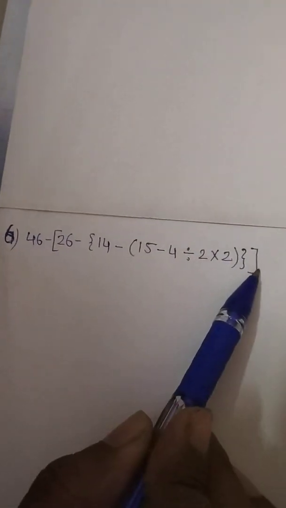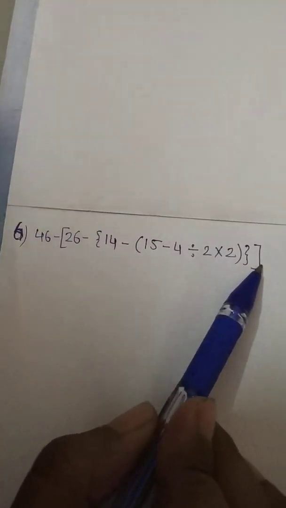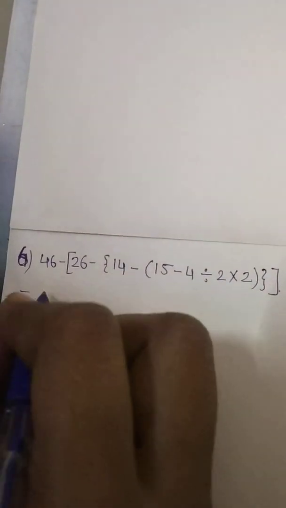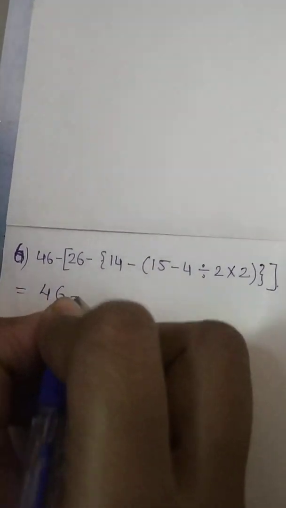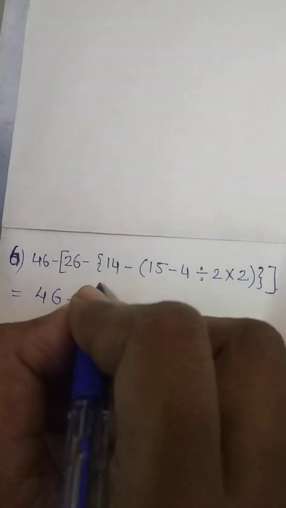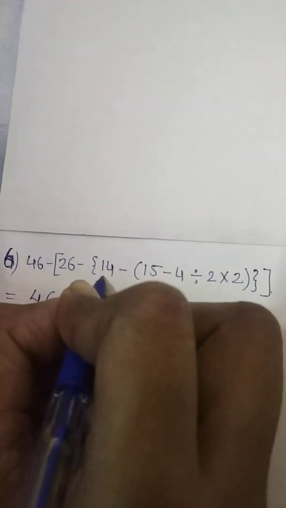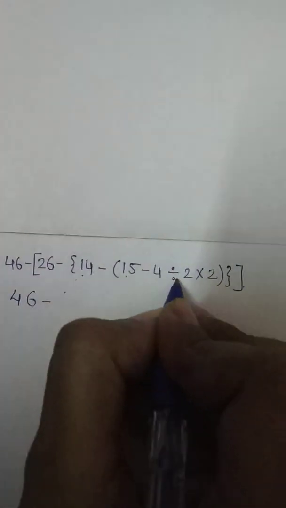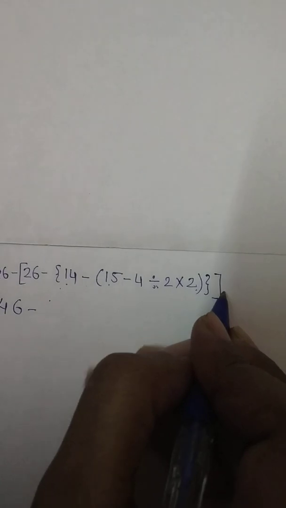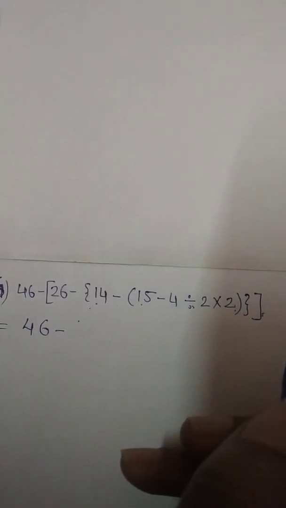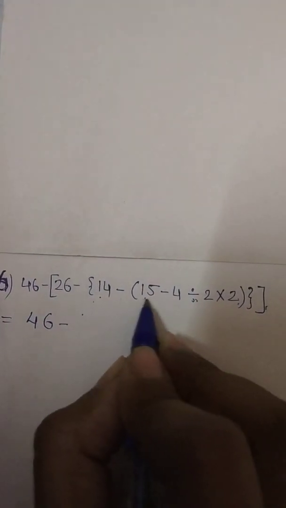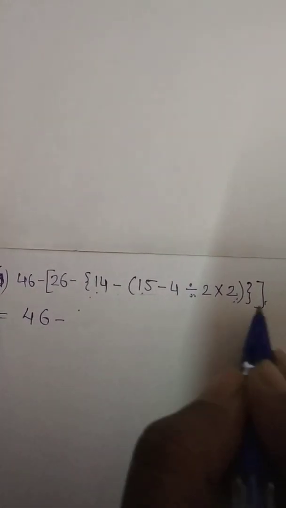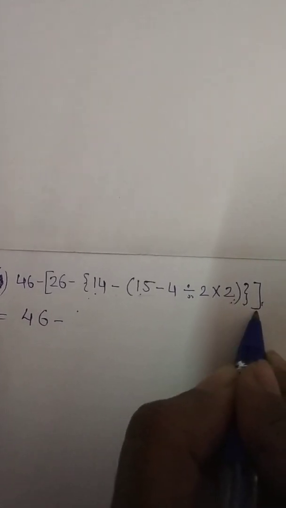Now here again, one more sum with different signs and brackets. So: 46 minus 26 minus curly bracket open, 14 minus small bracket open, 15 minus 4 divided by 2 multiplied by 2, and the rest of the brackets close. So we are going to solve one by one. We are going to solve this bracket. Yes, small bracket first, then moving towards the curly, then the square bracket.